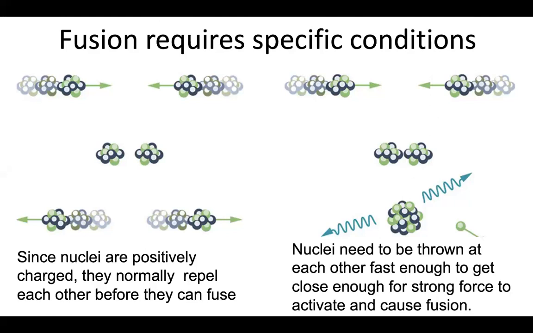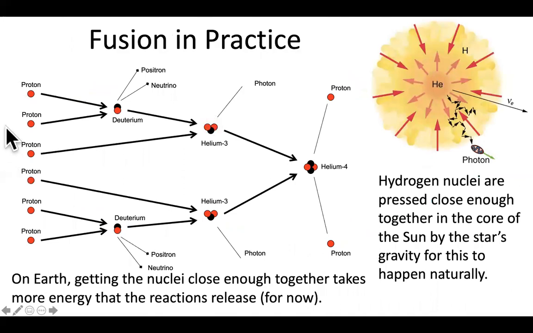Now, we can make this happen on Earth. We can take protons, put them in accelerators, and fling them at each other at high enough speed that they do interact and produce each of these steps. The trick is, to do that, you have to throw the protons really fast. And on Earth, throwing the protons together really fast requires more energy than you get out from the nuclear reactions.